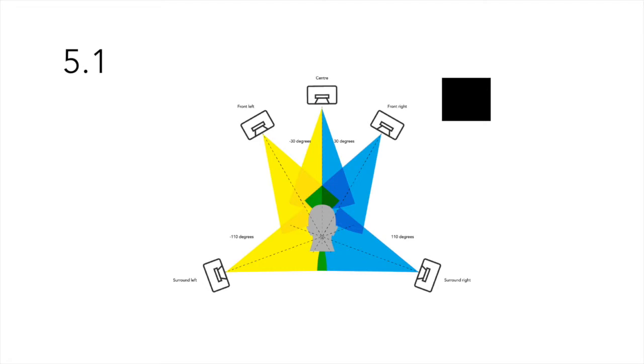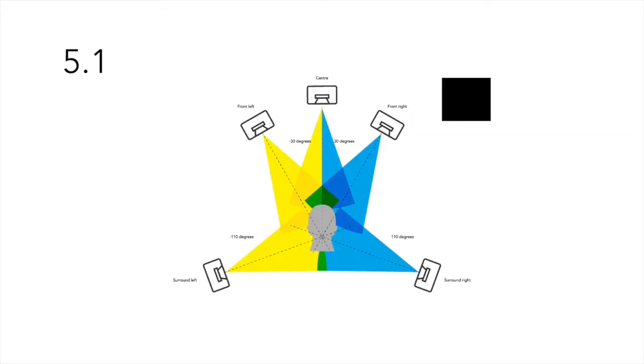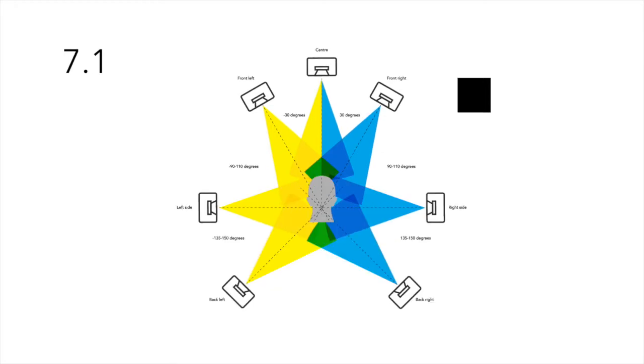5.1, you've only got one system that you're likely to see in store, which is the Samsung HWN650, and hopefully, as you'll guess by now, the only difference between 4.1 and 5.1 is we add an additional center speaker, which is your dialogue speaker. From there we go to 7.1.